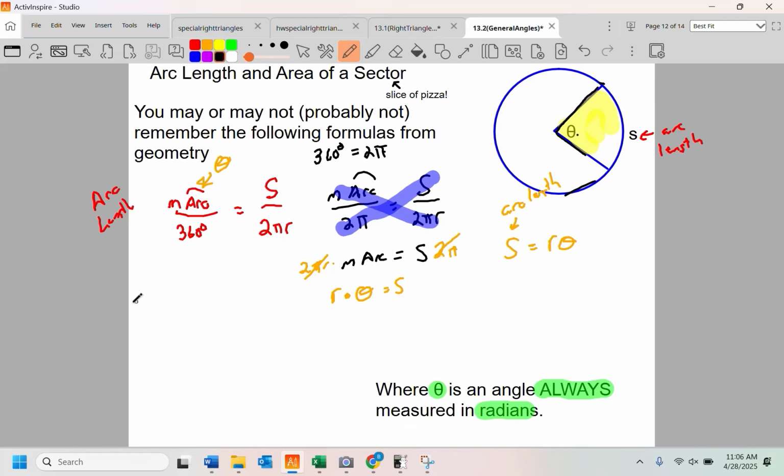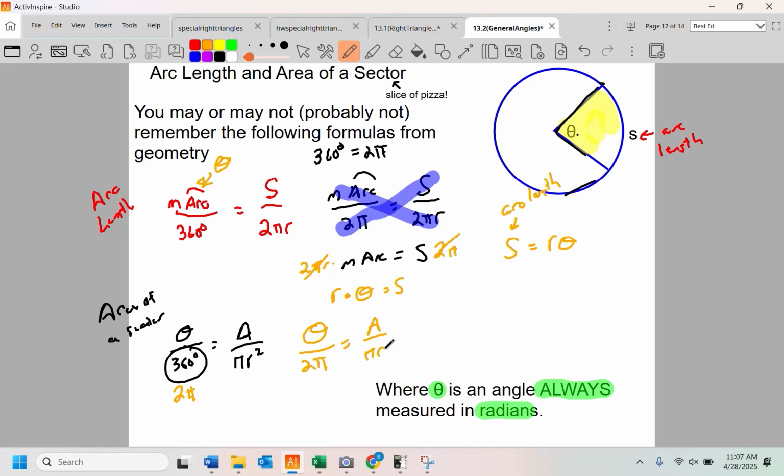Next up would be area of a sector. And the left-hand side looks the same. It's the measure of the arc to 360 degrees, and we'll just start that off with theta. Theta compares to 360 degrees as the area of the sector compares to the area of a circle, which is pi r squared. Now remember, this is equivalent to 2 pi. So theta over 2 pi equals area over pi r squared. Cross multiplication, theta pi r squared equals 2 pi area.